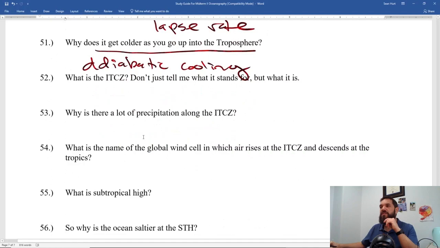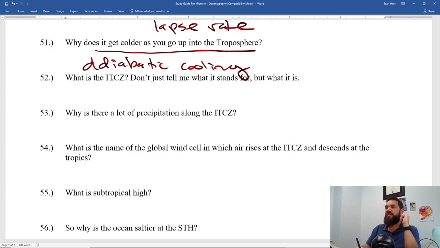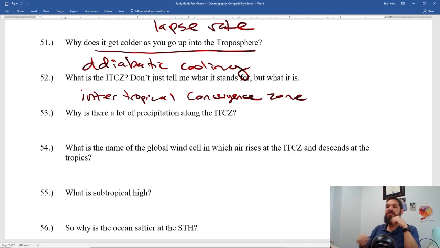All right, now, what is the ITCZ? We talked a little bit about this in lecture, the very last lecture before the test. So the ITCZ is the intertropical convergence zone. And basically it's an area that follows the seasonal migration of the subsolar point, north and south.